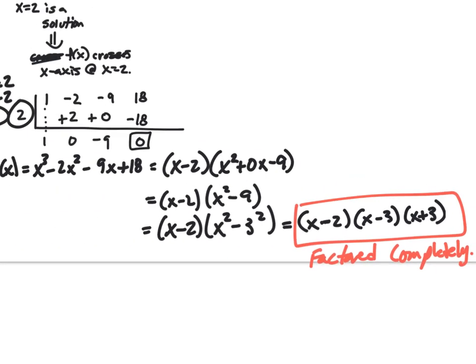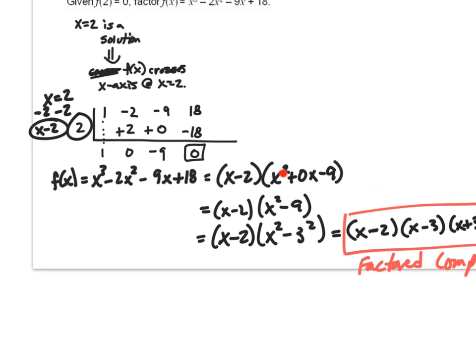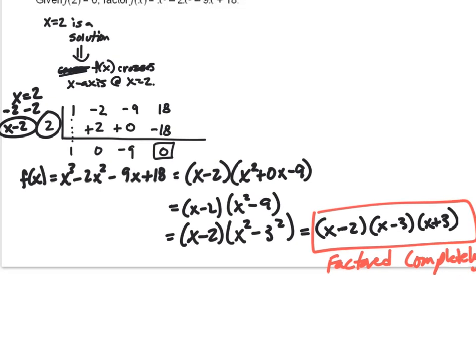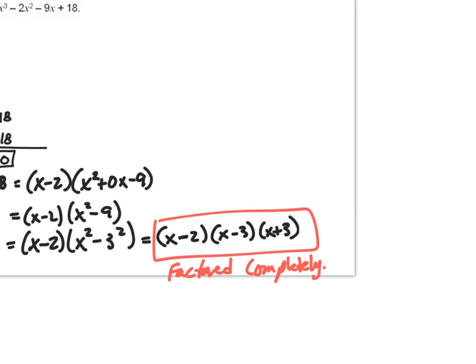Once you do synthetic division and get down to a quadratic, you guys know how to factor quadratics. But you have to use synthetic division when you have a polynomial of degree 3 or greater, because otherwise it's kind of a hard thing to do. So once you have that factored completely, what's the point? Why are we doing this?